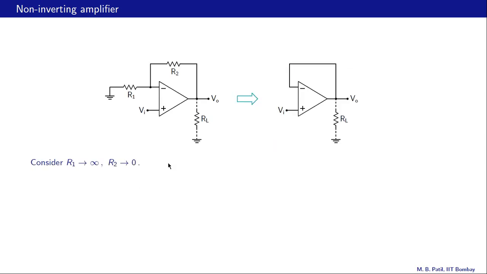We now consider a special case of the non-inverting amplifier with R1 very large and R2 very small. If R1 is very large, say infinite, we can remove this resistor. If R2 is very small, say 0 ohms, this becomes a short circuit, and we get the circuit shown here on the right side.